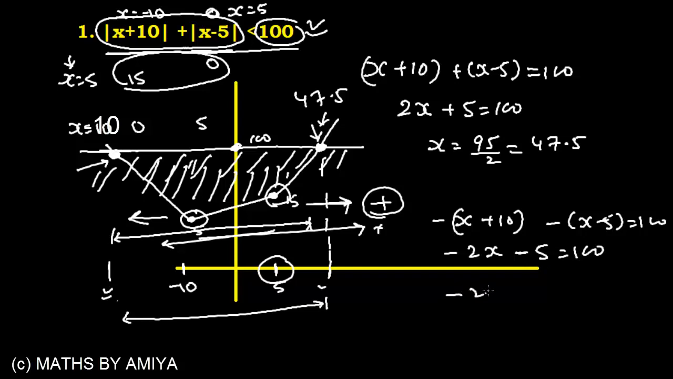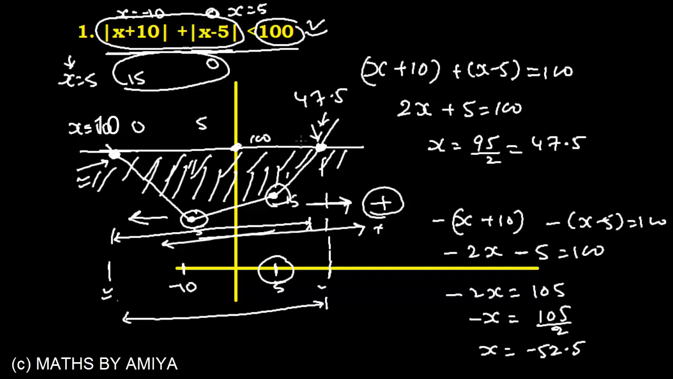So we can say minus 2x is nothing but 105. So our minus x is nothing but 105 divided by 2. So we can say x is nothing but minus 52.5. So this is for what? This value. I hope this one is clear.